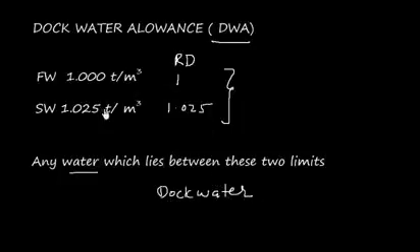Let me repeat it. So any water which is having the density between 1 and 1.025 will be called as a dock water.